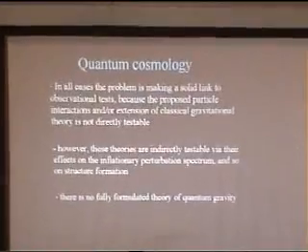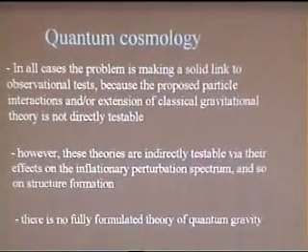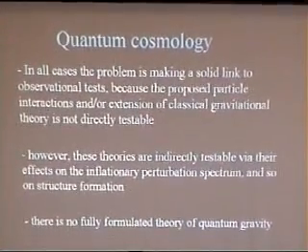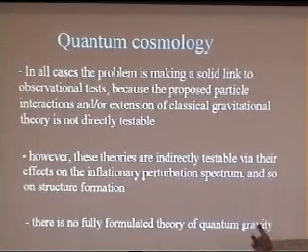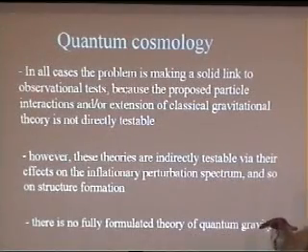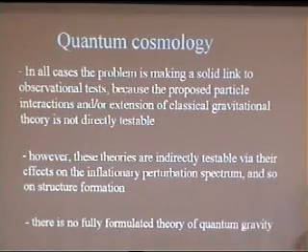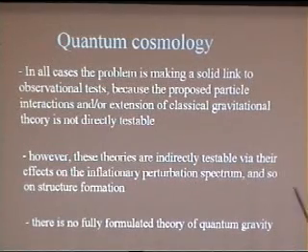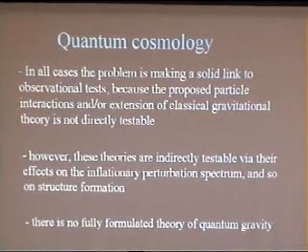In all cases, the problem is making a solid link to observational tests, because the proposed particle interactions and/or extension of classical gravitational theory is not directly testable. You're coming to a domain in the early universe where the physics is completely inaccessible because our accelerators can't get there. The energies are far too high. These theories are indirectly testable via their effects on the inflationary perturbation spectrum, and so on structure formation. And so what we're doing all the time now is making theories trying to link those very, very early times through to structure formation in the cosmic background radiation spectrum, and then testing them by observations. And Roy Maartens and Peter Dunsby will talk about this next week.